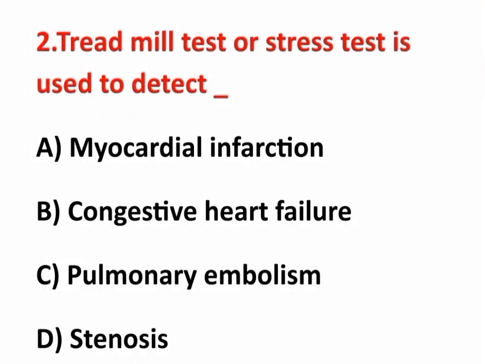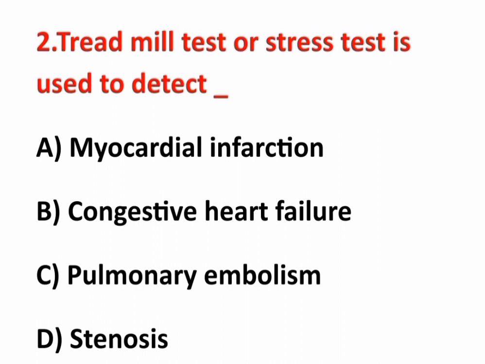Second question: treadmill test or stress test is used to detect. Options are option A myocardial infarction, option B congestive heart failure, option C pulmonary embolism, option D stenosis. Our question is treadmill test or stress test is used to detect. Option A myocardial infarction is the correct answer.